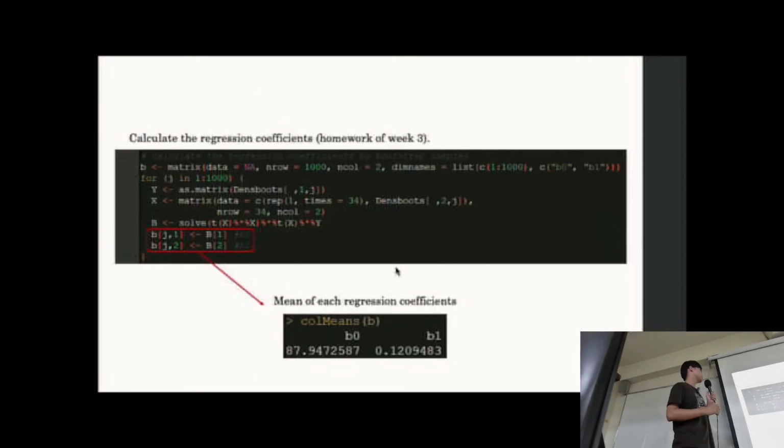And then I calculate the regression coefficient the way I did in last week's homework, and the mean of beta 0 and beta 1 is 87.54 blah blah blah and 0.1209 blah blah blah.